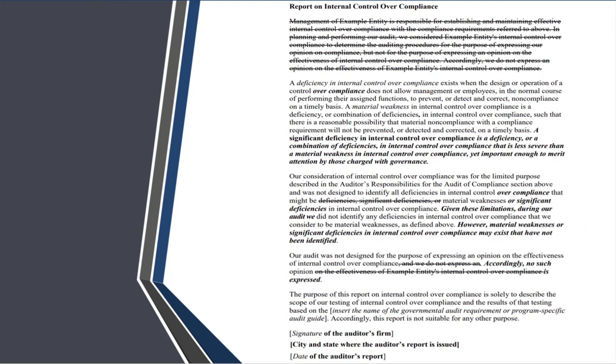And then we would have a report on internal controls over compliance because that is part of the definition, but you'll notice that management's responsibility has been moved out of this section. And then we'll have that definition of deficiency, of material weakness, and significant deficiency. And then we'll talk a little bit about the purpose of the consideration of internal controls, and then not designed for expressing an opinion, and then the purpose of the report, and then we're going to have that restricted purpose.